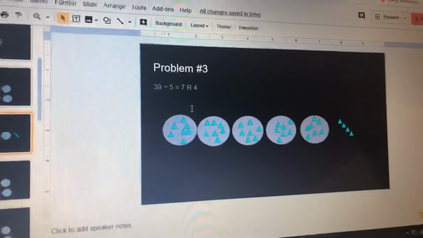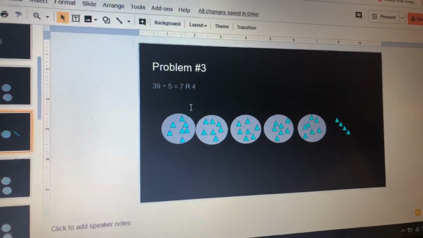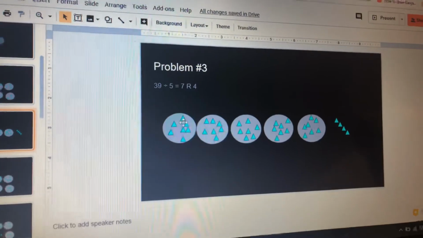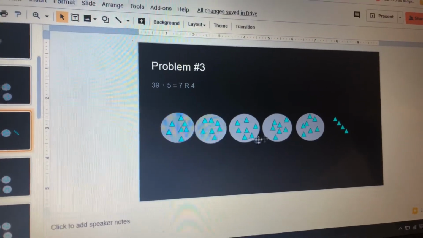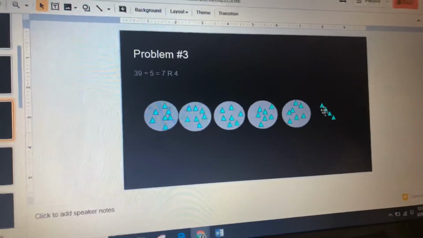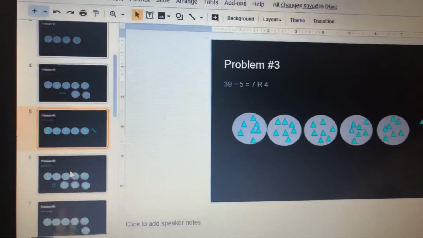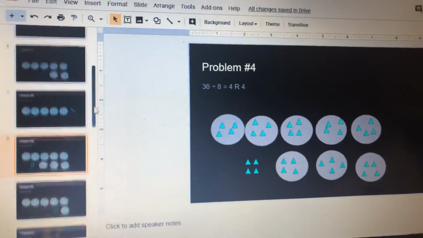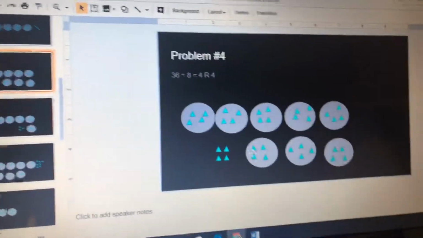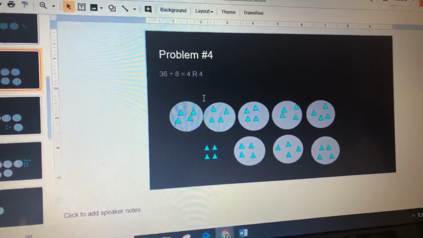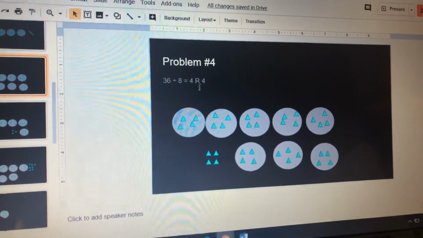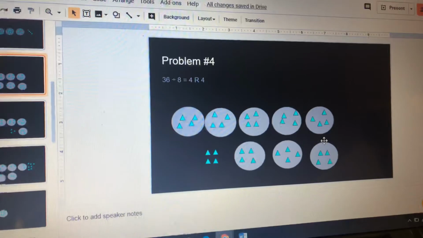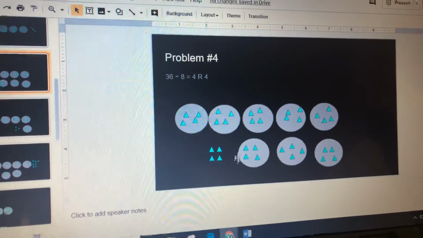Your next problem, 39 divided by 5 equals 7, remainder 4. 5 circles. In those circles, there should have been 7 total. And outside, there should be a remaining of 4. 36 divided by 8 should be 4, remainder 4. You have 8 circles total, 4 in each circle with a remaining of 4.